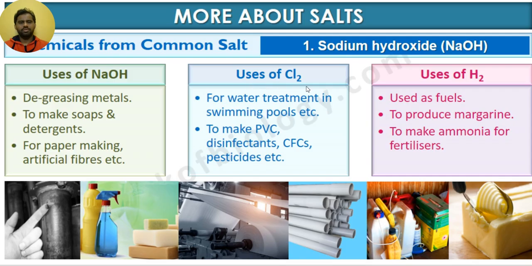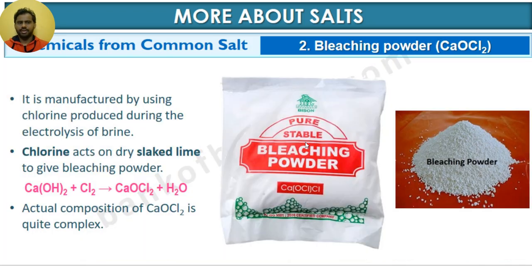Then the use of chlorine, Cl2: for water treatment in swimming pools. In swimming pools we require water treatment. Chlorine is also used to make PVC, disinfectants, CFCs, pesticides, etc. Uses of H2: it is used in fuels, to produce margarine and to make ammonia for fertilizers. Okay, now let's move ahead.